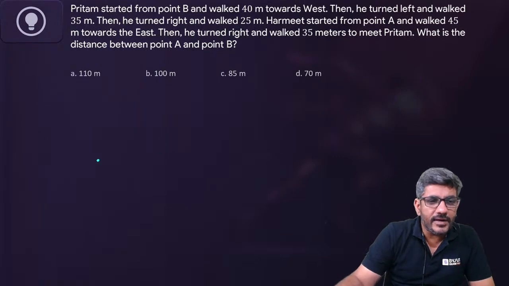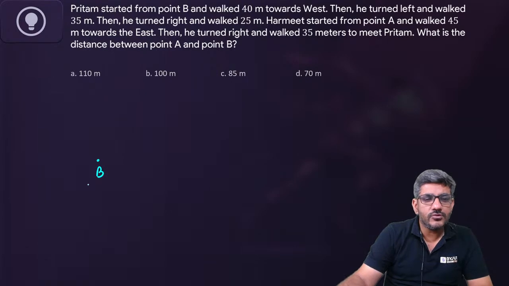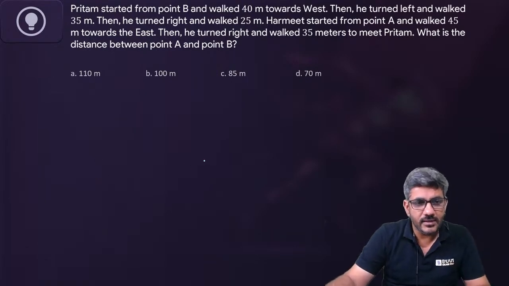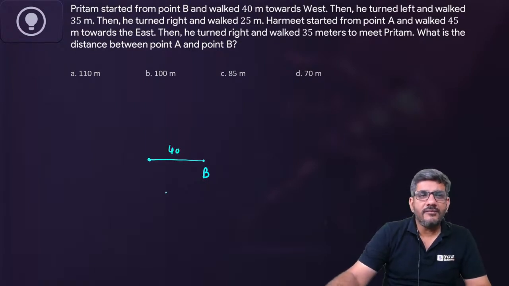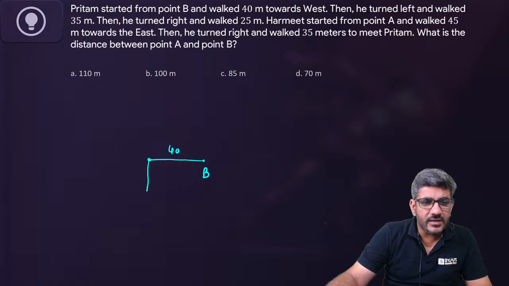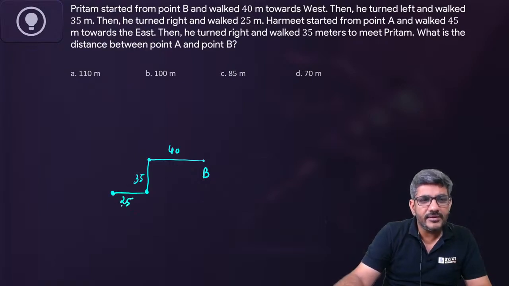Let us say this is point B from where Preetham started and walked 40 meters towards west. So I'll draw it a little bit here. He walked 40 meters towards west. So this is 40 meters. Then he turned left and walked 35 meters. Then he turned right and walked 25 meters.